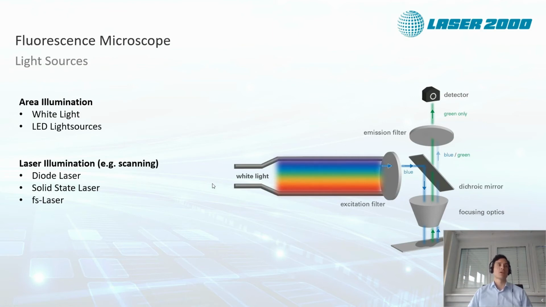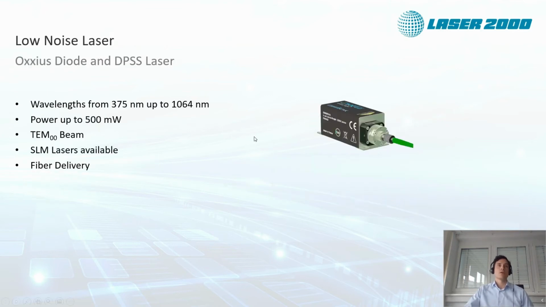And therefore, one uses diode laser, solid state laser, or in case of multiphoton microscopy, femtosecond lasers. For this purpose, we have a partner, Oxius. Oxius offers low noise lasers, diode lasers, and DPSS lasers. They have a broad wavelength range from 375 nanometer up to 1064 nanometer with a good beam shape and powers up to 500 milliwatt. If necessary, there are also narrow bandwidth versions available, SLM lasers.